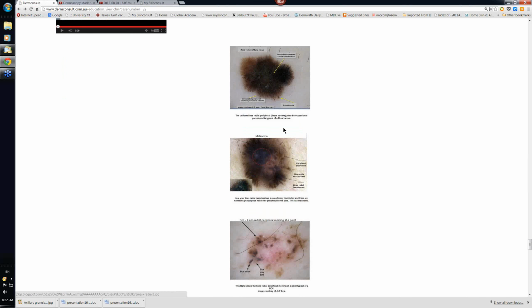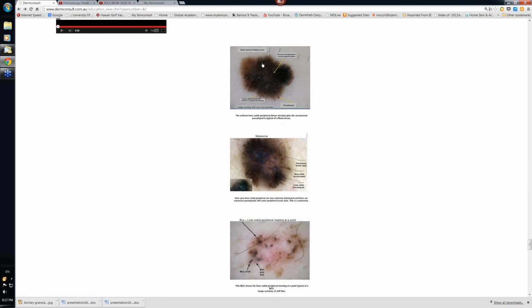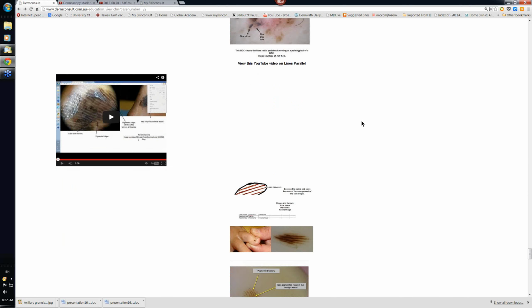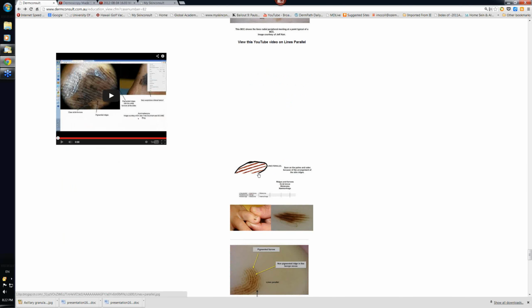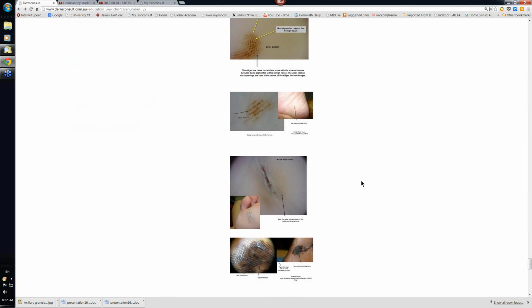Some melanomas, though, if you've got lines radial with pseudopods and they're asymmetrical, then that's much more suggestive of a melanoma. Whereas if they're very symmetrical like this, then it's more suggestive of a Reed's nevus. And then a little bit on lines parallel, ridge pattern or furrow pattern.